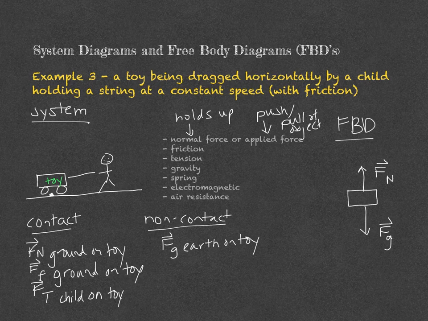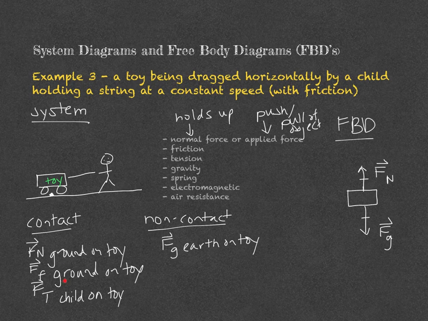And I also like to, right off the bat, if I notice that the toy's not moving vertically, it's at rest vertically. It's moving horizontally, but it's not moving up or down. That tells us that the push and pull in the up and down direction of these forces have to be equal. So I just do a little mark that they're equal. My forces are equal in the vertical because it's not moving up and down.